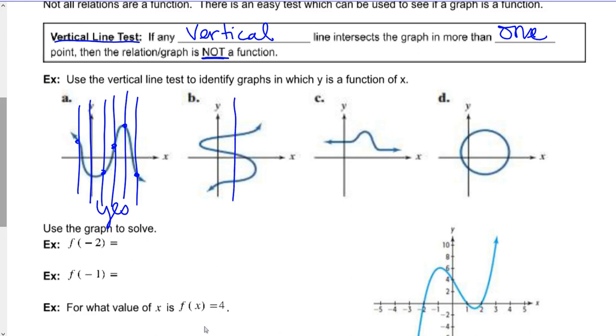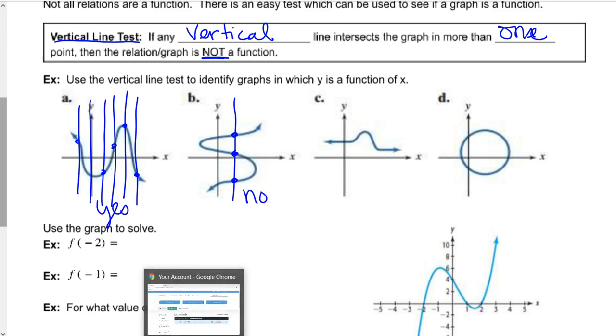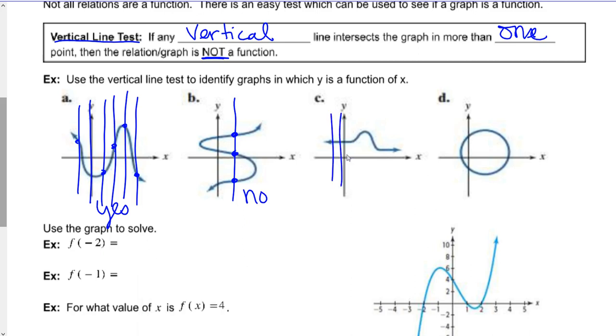If I draw a vertical line right there, now it looks kind of like a dollar sign. I intersect that function in 1, 2, 3 places. Therefore, that is not a function. If I look at part C and I start drawing all kinds of vertical lines, no matter where I draw that vertical line, as it keeps going and going and going, it only intersects it in one spot. So yes, it is a function.